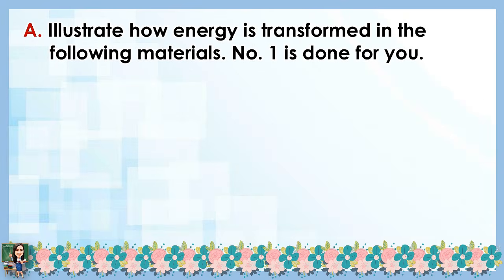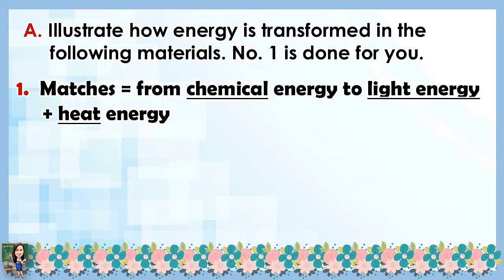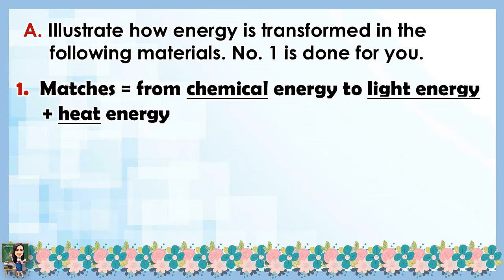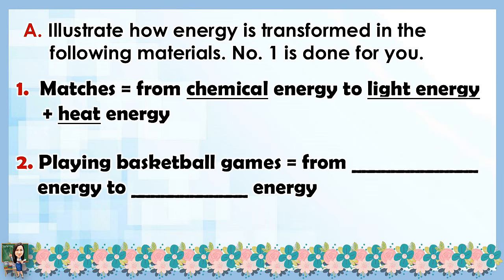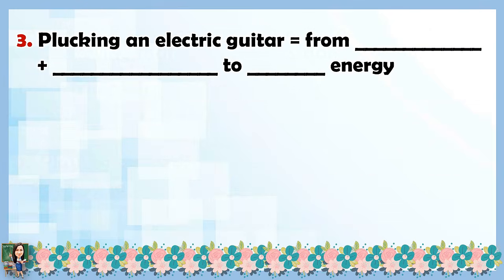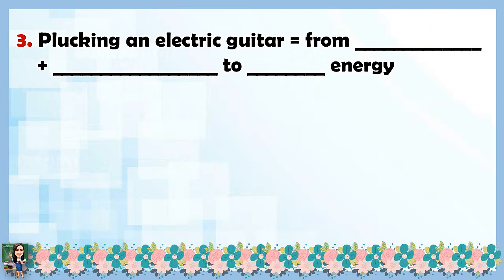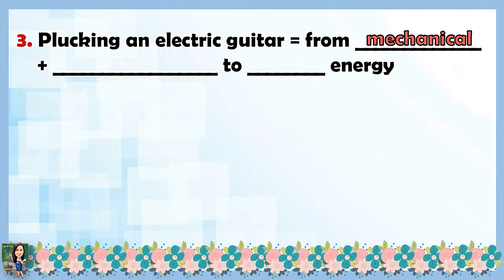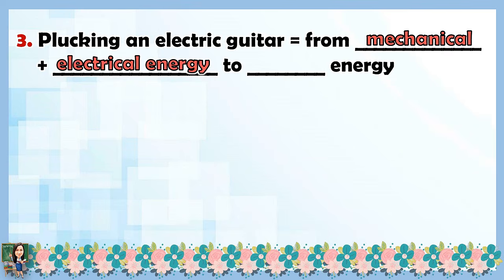For this activity, illustrate how energy is transformed in the following materials. Number 1 is done for you. For example, number 1, matches, from chemical energy to light energy plus heat energy. Number 2, playing basketball games, from potential energy to kinetic energy. Number 3, plucking an electric guitar, from mechanical energy plus electrical energy to sound energy.